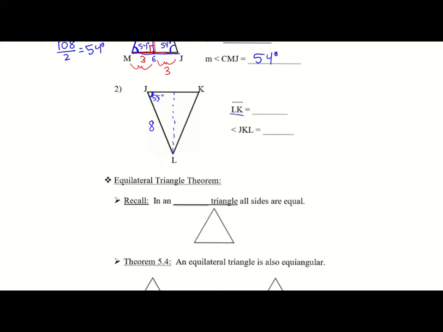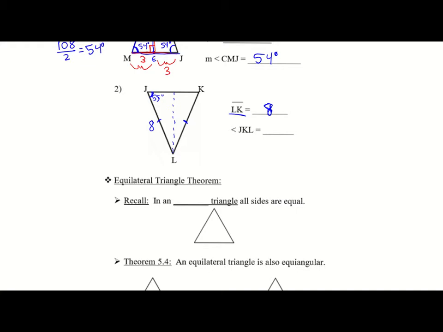They want me to find LK. LK is this side over here. If I know that this is my line of symmetry for my isosceles triangle, then that tells me that side is the same as this side. So LK is simply 8.